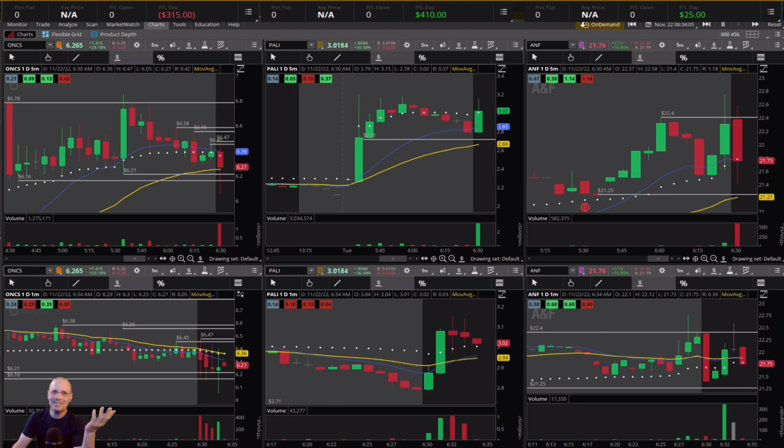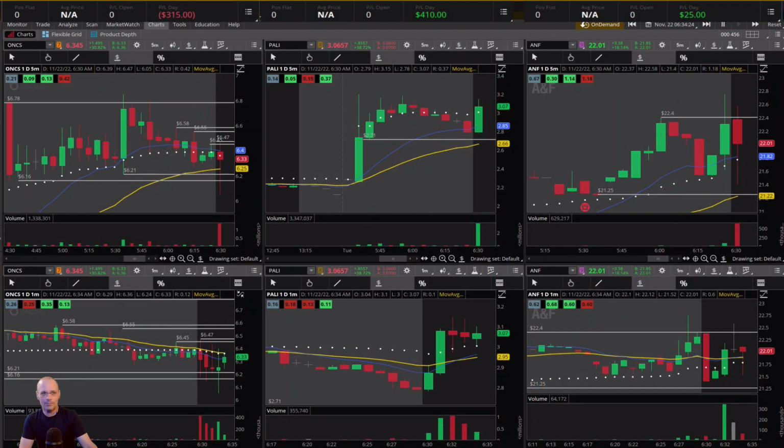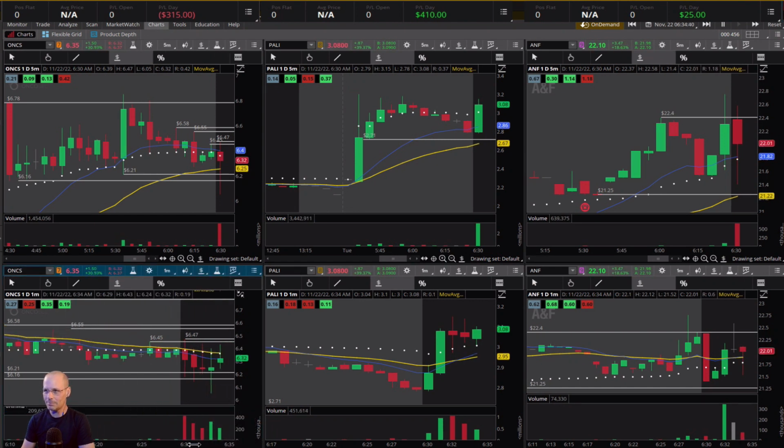You know, a green day is a green day, but in my rules here, if you remember, I said that if I hit my daily goal but give back half, I have to stop. And I did hit my daily goal and I went beyond, but I have given back half. So if I take another trade and it becomes a loser, then what I'm going to have is a really small green day. That's too bad because it really seems like there's more here. I played ONCS too aggressively, and then I didn't pay attention to it after I got into those trades.